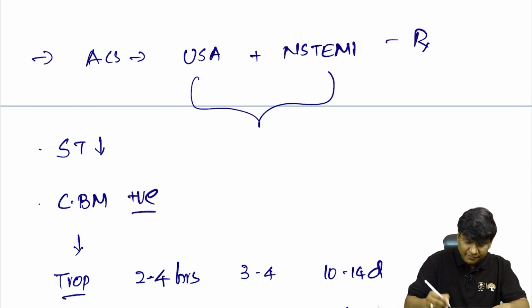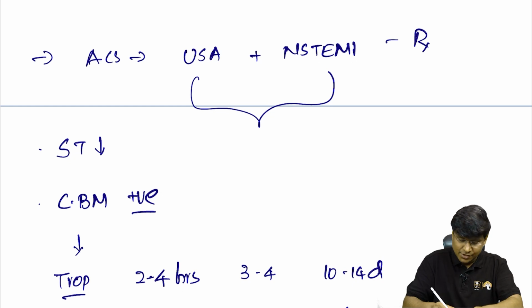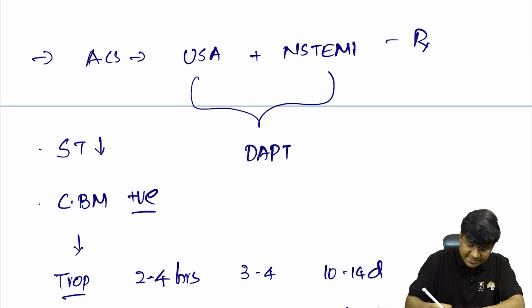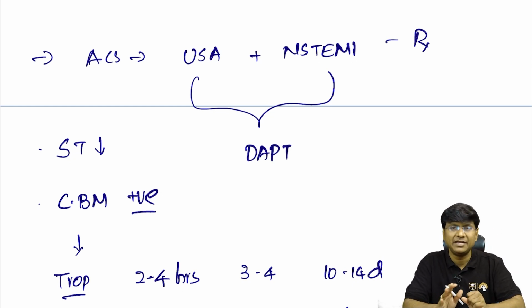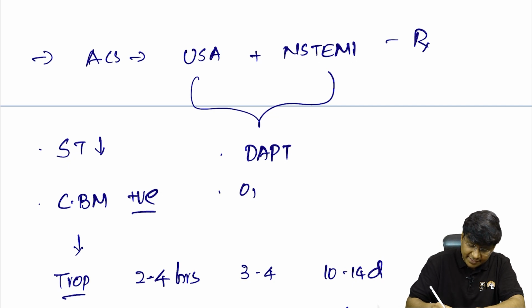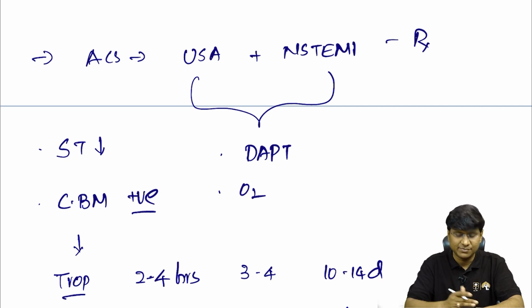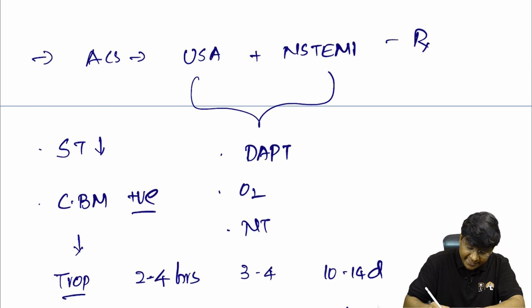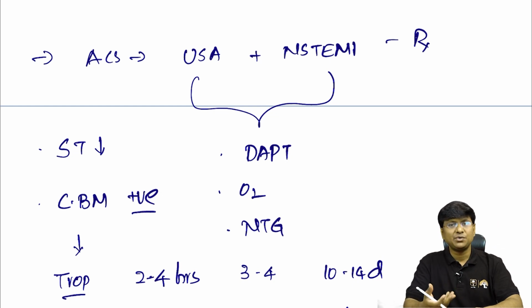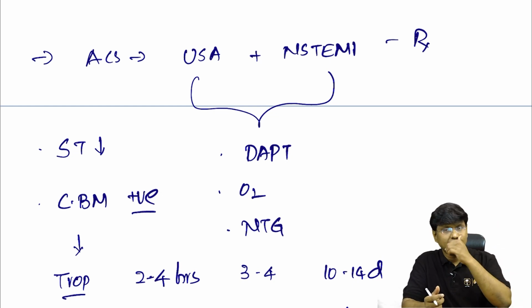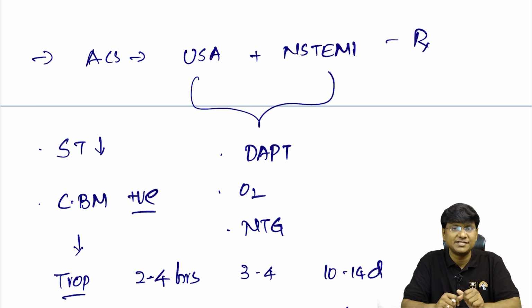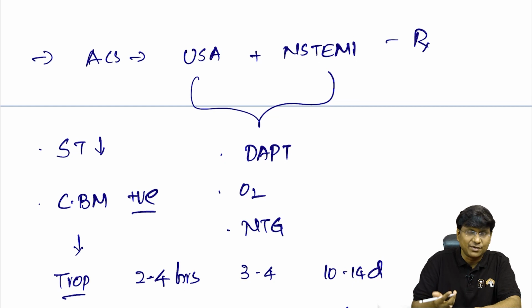Now, in both of them, what exactly is the treatment? First and foremost, very important is DAPT. Dual antiplatelet therapy should be given in both of them, right? Oxygen therapy should be given because there is ischemia as well as infarction. Then nitrates should be given, in order to ensure coronary artery vasodilatation and a decrease in preload and afterload. So we need to give nitrates, that is nitroglycerin.